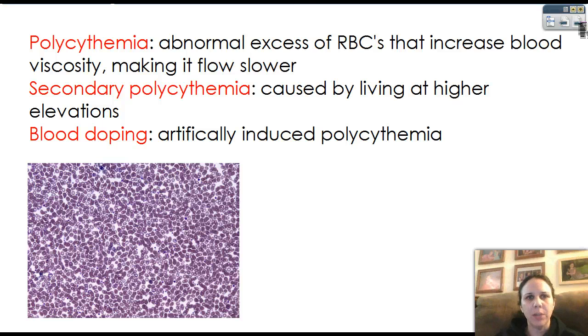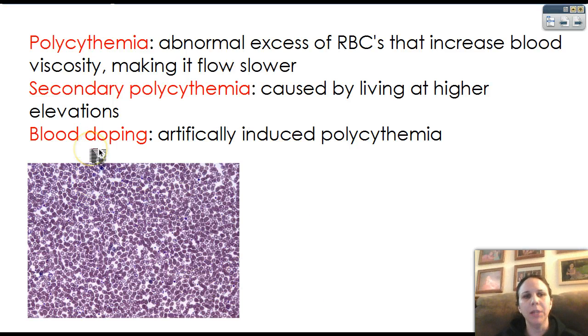Polycythemia is another type of anemia. Poly, lots of, and then cyte, cell, emia, in the blood: lots of blood cells. This is, as you can see from the picture here, too many red blood cells, and basically they clog everything up. It makes your blood like ketchup and thick, and it can't move as well, and it can't carry oxygen as well. Secondary polycythemia is just caused by living at higher elevations. Because of the lack of oxygen up there, your body makes more red blood cells to compensate.